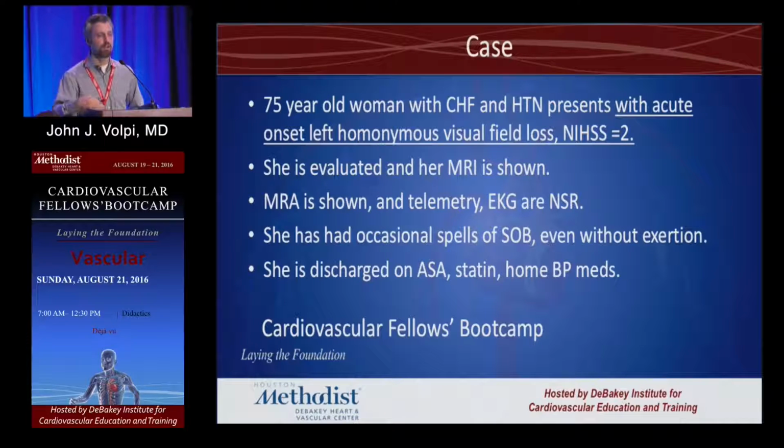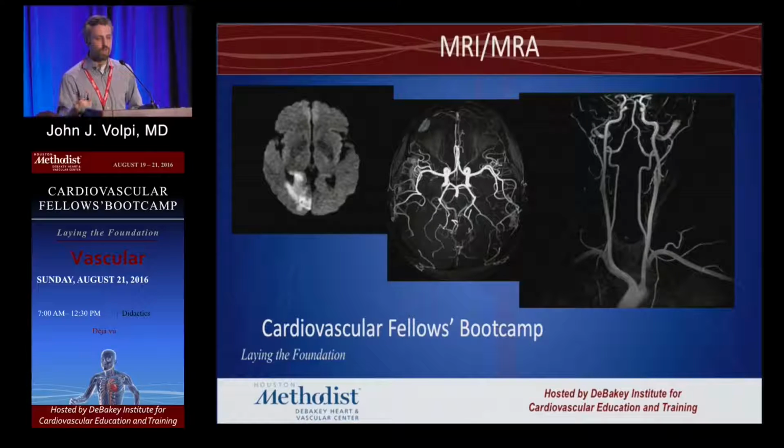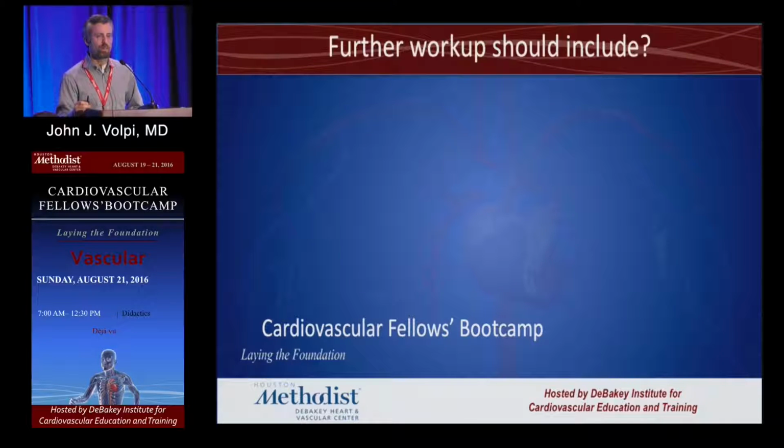She gets her MRI. She gets her MRA. She gets her telemetry or EKG. Everything looks sinus rhythm. She does say she has some shortness of breath even without exertion, and she's sent home on aspirin. This is what her workup looks like. Anything else that you'd want to do for her?